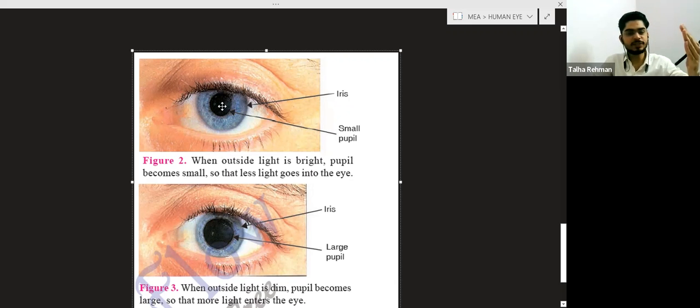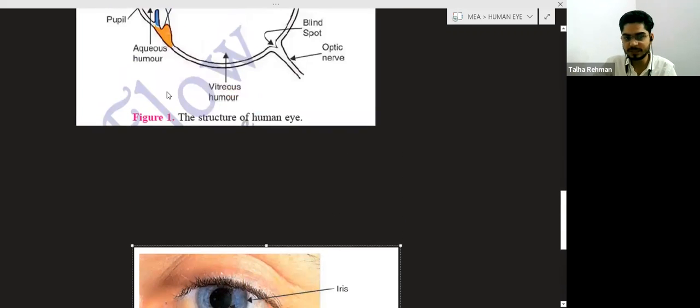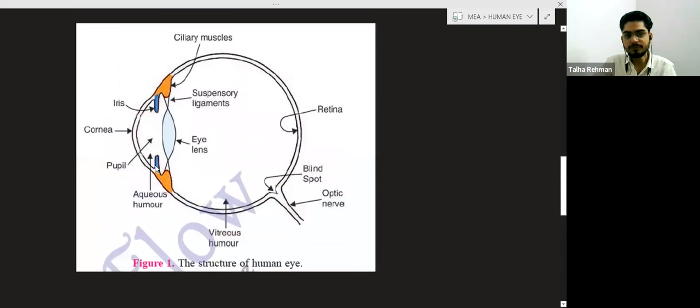According to the intensity of the light coming from the object towards your eyes, the size of this pupil will be adjusted by the iris. So this is pupil and this is your iris. In this region, are you getting the cursor of my mouse? Okay, now it's fine. Otherwise, if I am pointing at this, you will not see it if the cursor is not visible.